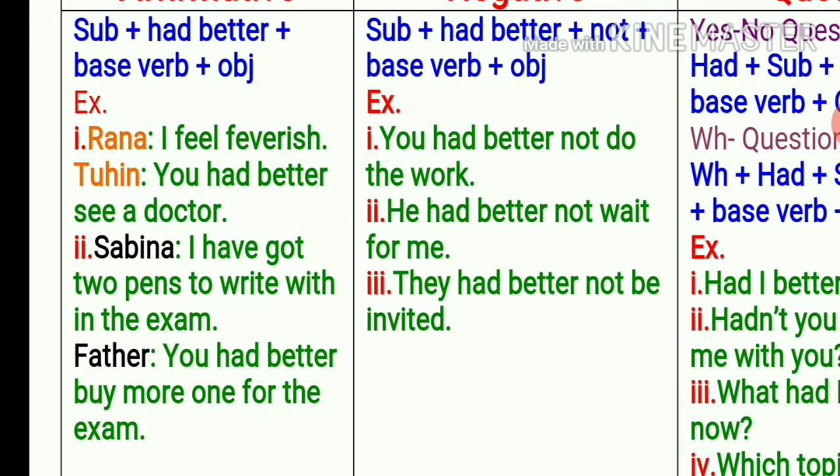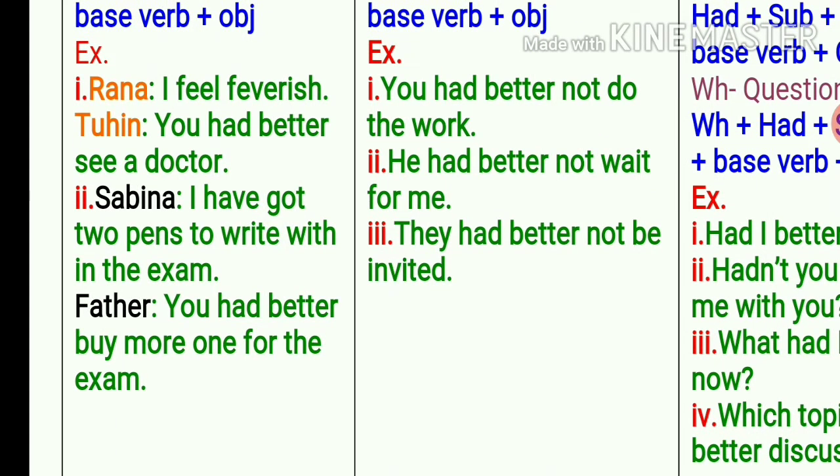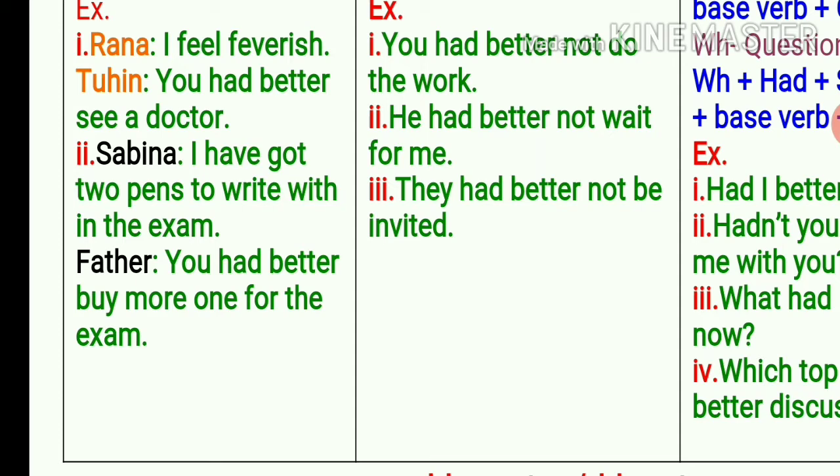Let's come to examples. The first example: Rana, I feel feverish. Tohim: You had better see a doctor. Here in this dialogue, Rana feels no serious fever, so it's not very important for him to see a doctor, but it's good for him to see a doctor. So Tohim has used had better in his speech to make Rana seeing a doctor less important. Okay, fine. Let's come to the second dialogue.